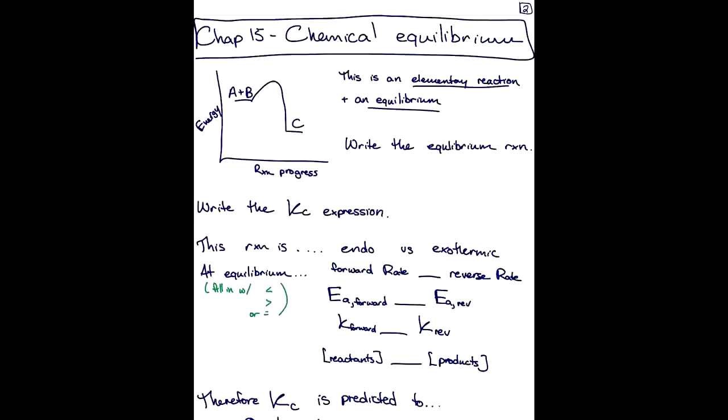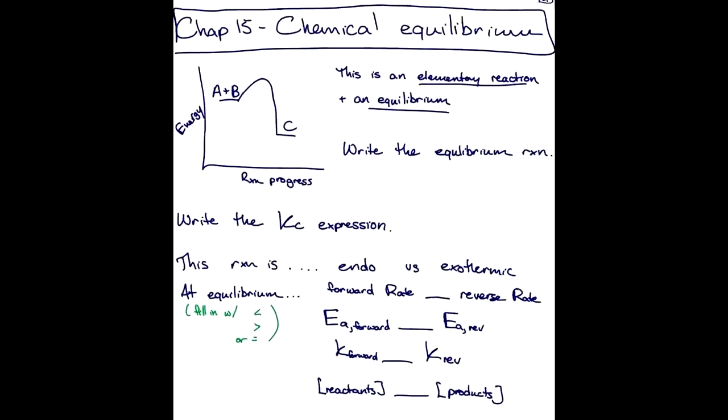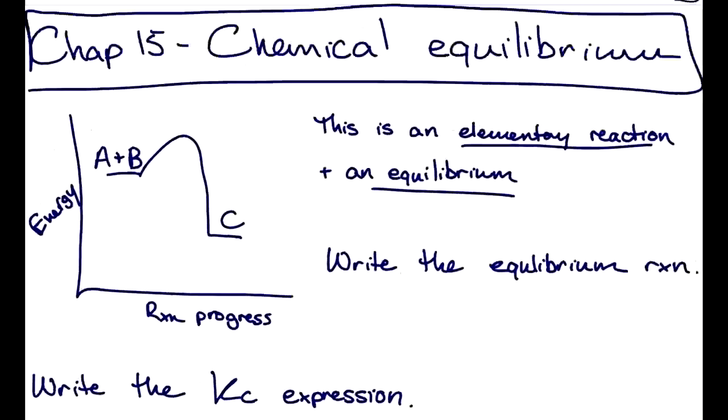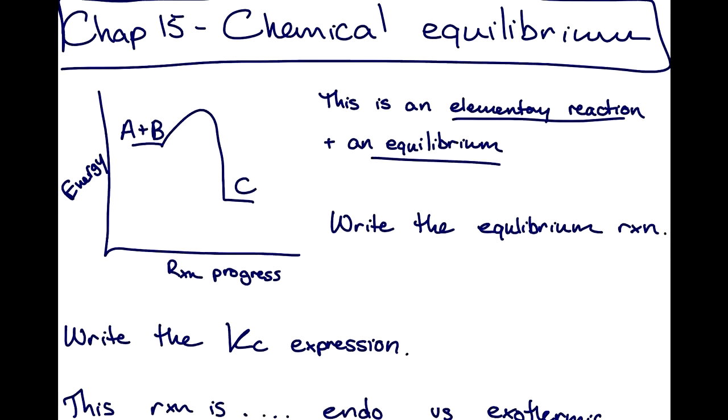Let's talk about kinetics. Or sorry, no, that was kinetics. Let's talk about equilibrium. All right. Here's an equilibrium. It's an elementary reaction. Write the reaction. What are my reactants? A and B, and then it reacts to make C. Is that my equilibrium reaction?